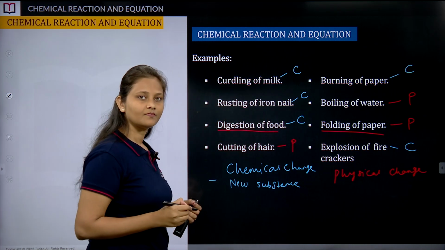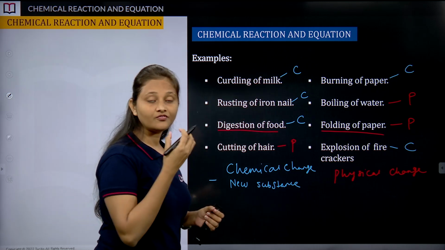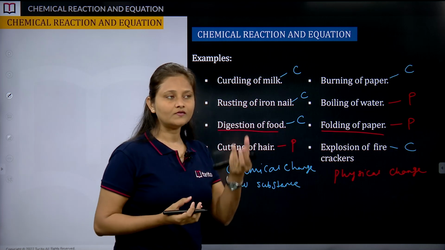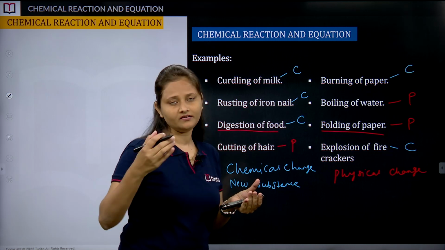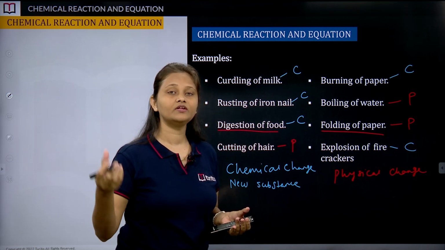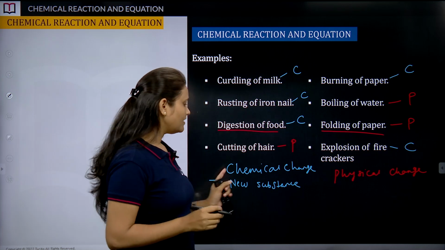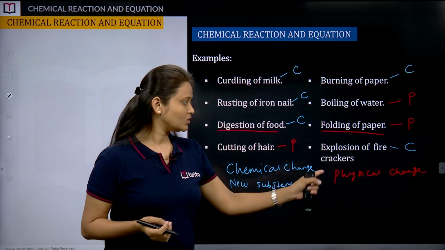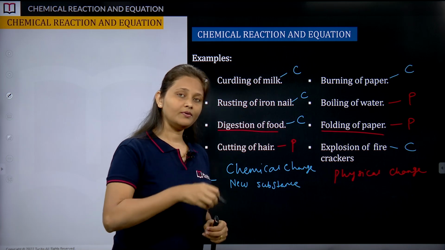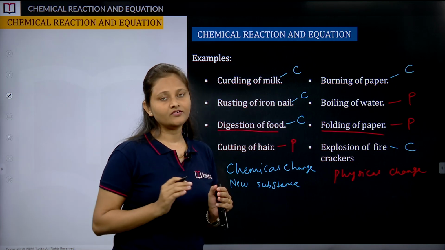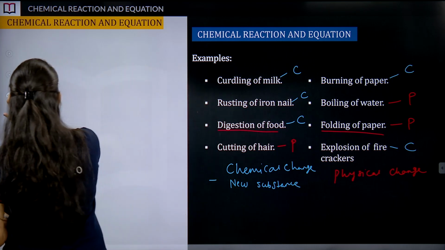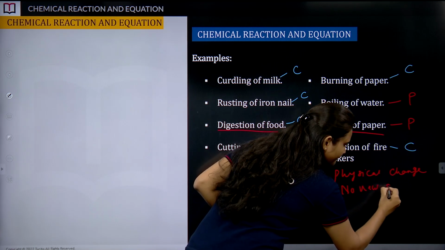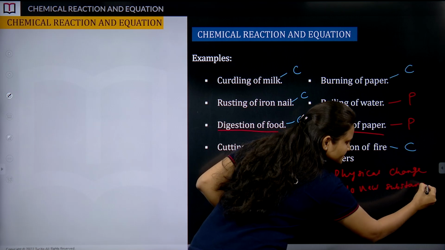New substance. When curdling of milk happens, from milk we are getting a new substance, that is what? Curd. Digestion of food, a very complex food is getting digested into simpler ones which have their own new composition. That's why we say new substances generally get formed when chemical changes happen. This does not happen in physical change. Whatever chemical composition that matter has, it does not change. So I can say no new substance gets formed.